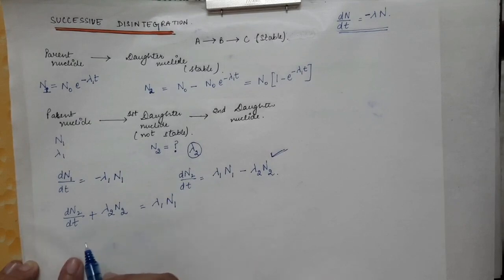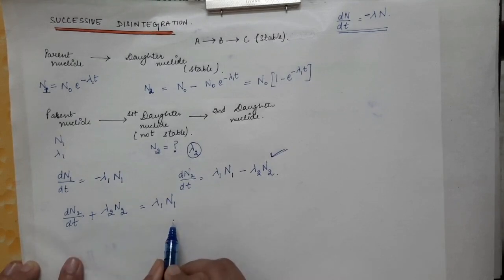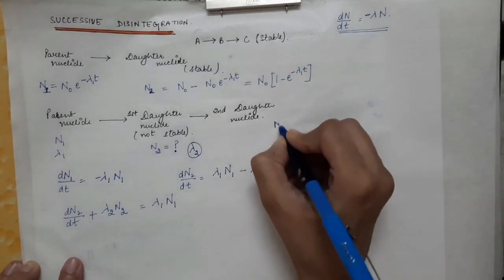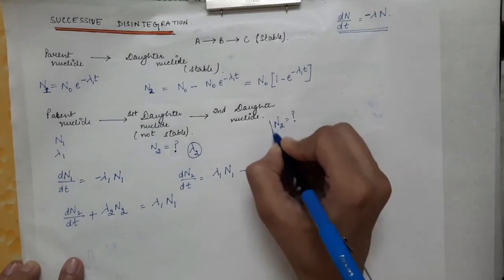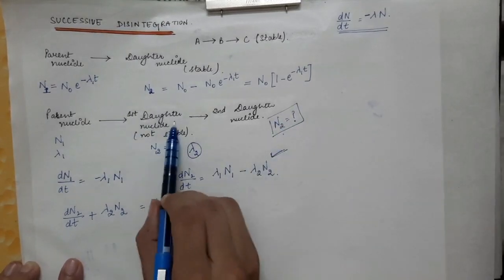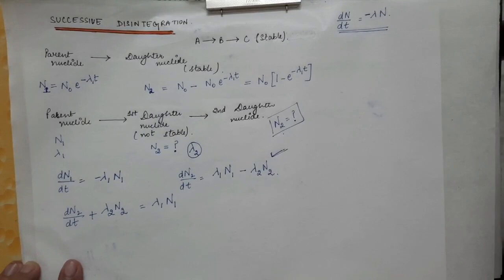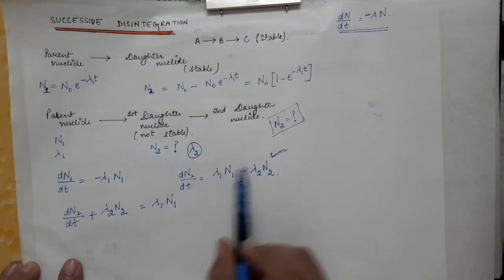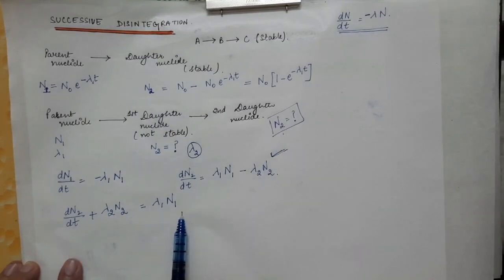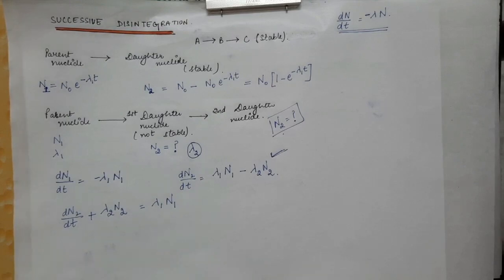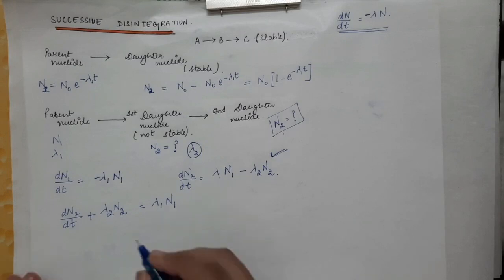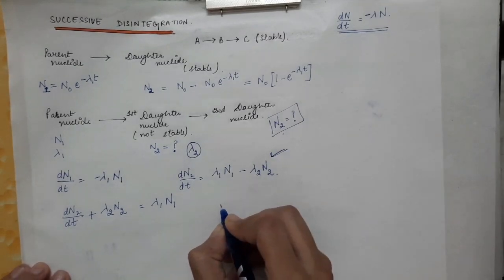Now we will solve this equation for N2, because we have to find the expression of N2, the number of first daughter nuclei which are present in the sample at any time t. So to find that, we have to solve this equation. First of all, we will multiply on the left hand side and on the right hand side by e power lambda 2t.